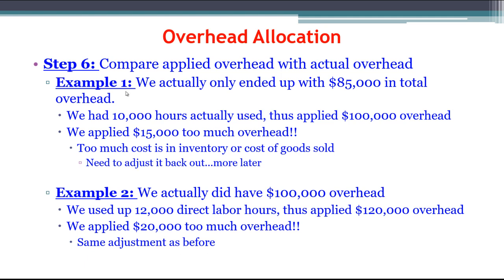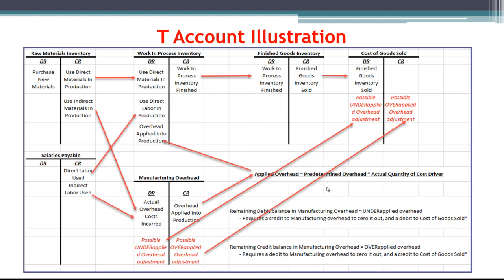Now, you could take both of these situations and completely reverse them. You could have too much actual overhead, more than what we applied, and that would mean that we under-applied overhead. You could have that situation as well. So you can have a variety of combinations here, but the point is how much overhead was truly applied compared with what the actual overhead was, and we have to adjust it.